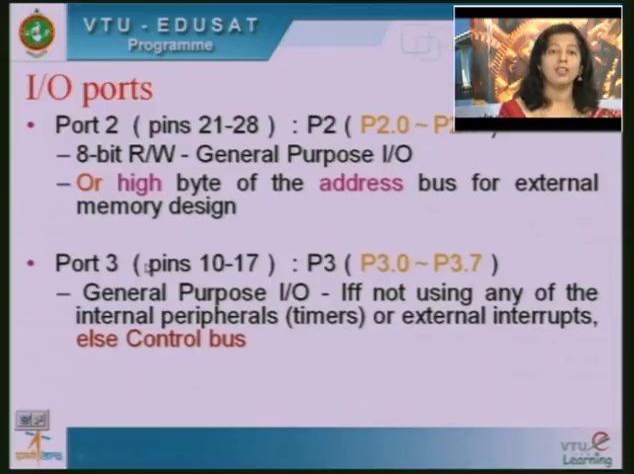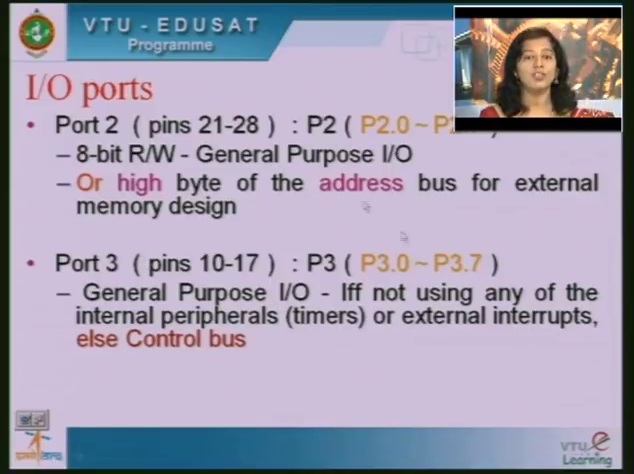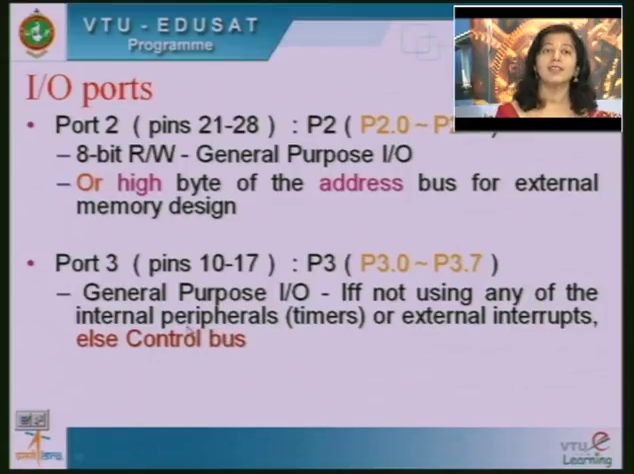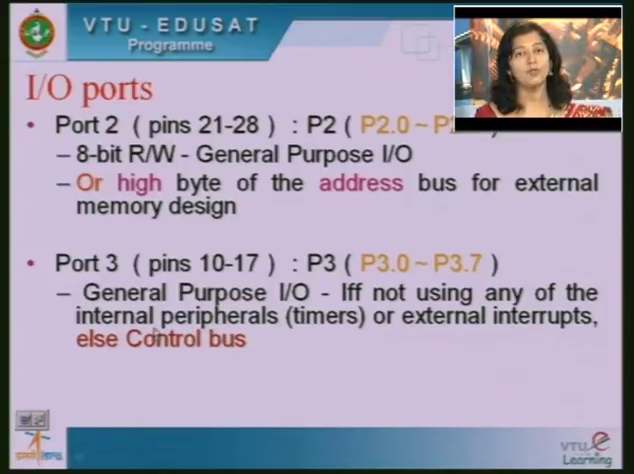Next comes port 3. Port 3 is also used for general purpose input output in normal operation, but when we interface peripherals, then some control signals are multiplexed with this. I hope all of you know what multiplexing is. Multiplexing means sending multiple signals over a common line at different instants of time. So, during time 1 I will send address, during time 2 I will send data.